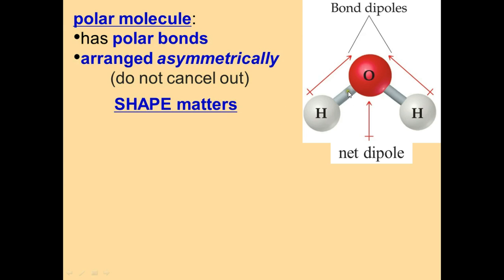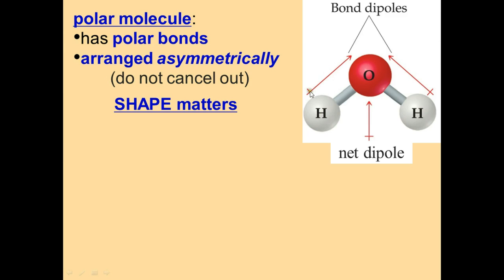So for example, if we had polar bonds like this, and they were pulling one to the left and one to the right, and they were both the same force, they would cancel out and form a nonpolar molecule. So it's important, that shape. It's important that these bonds do not cancel out each other.